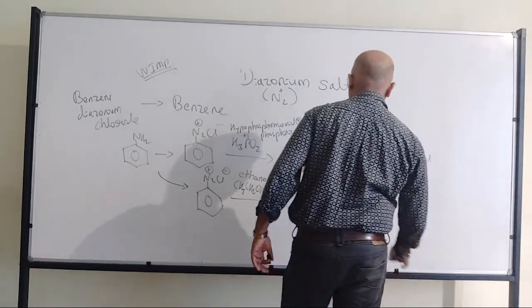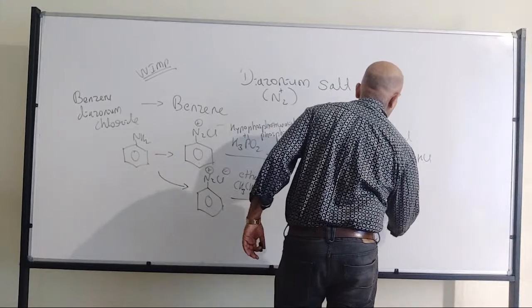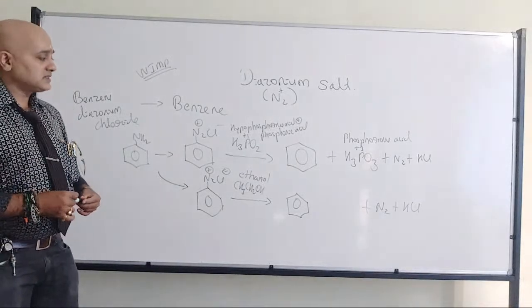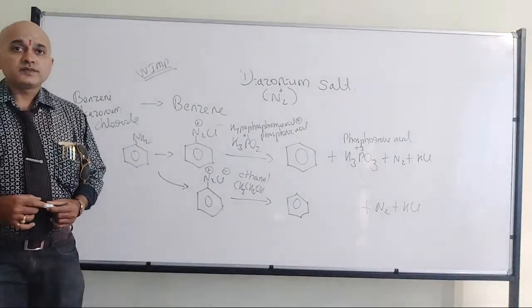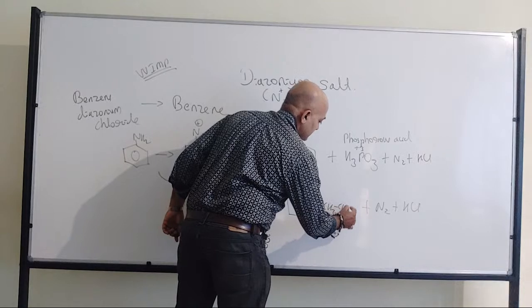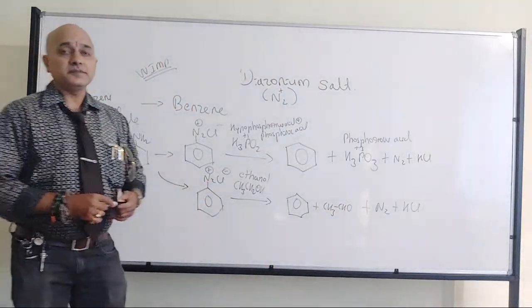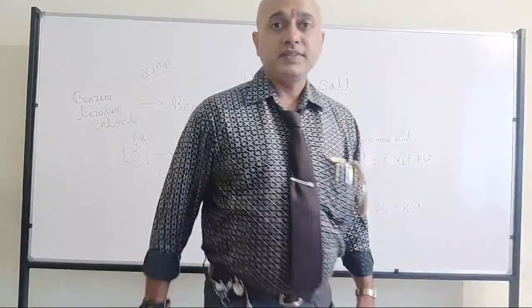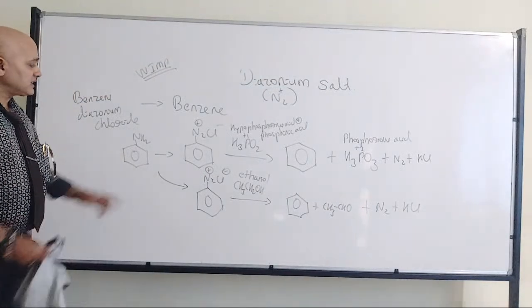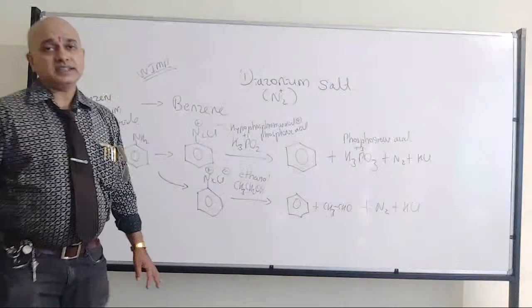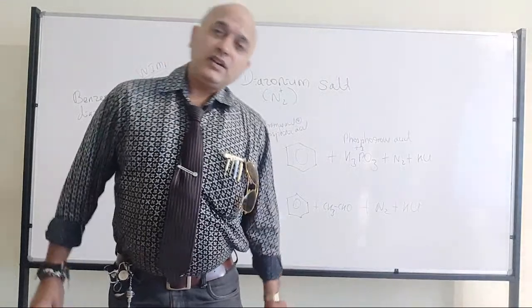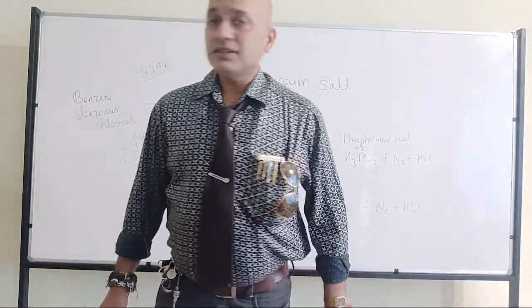Can anyone tell? What will happen when ethanol gets oxidized? It will get converted into acetaldehyde. So that's where we have the conversion of aniline to the respective benzene through formation of benzene diazonium halides. All of you have understood? Any doubts? Fine.